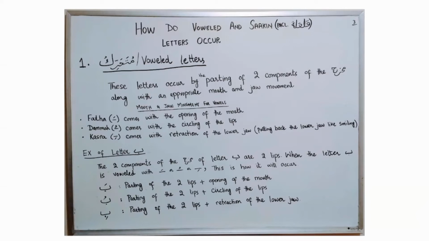If the vowel is a fatha, fatha comes with the opening of the mouth. Dhamma comes with the circling of the lips, and kasra comes with the retraction of the lower jaw, or if you pull your lower jaw back as if you are smiling.